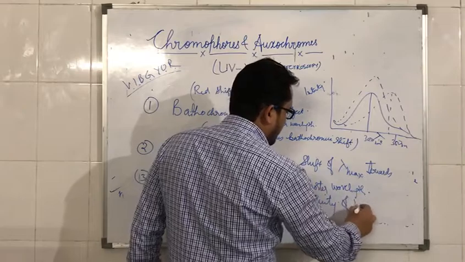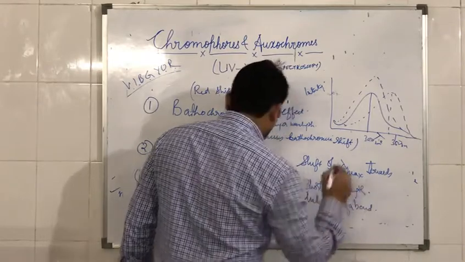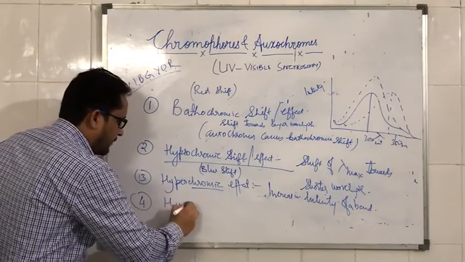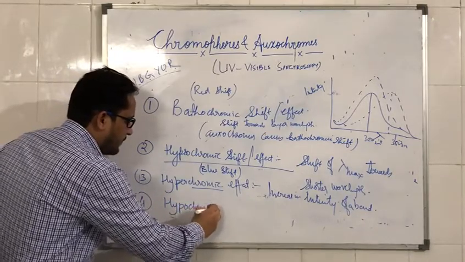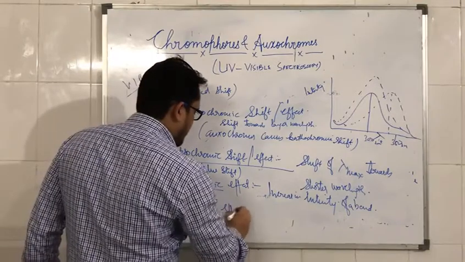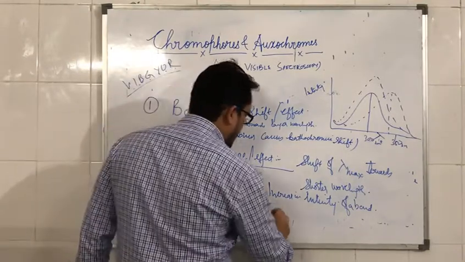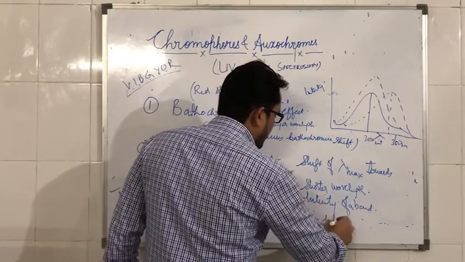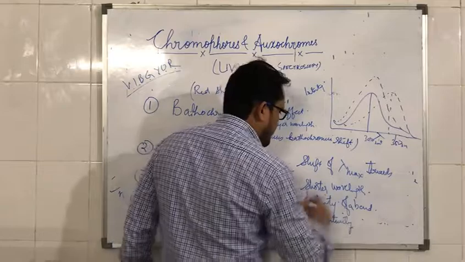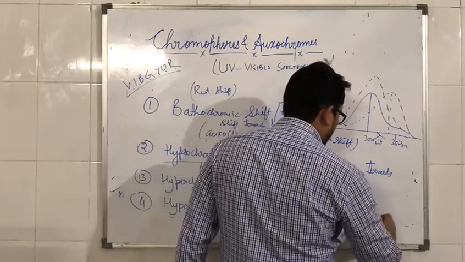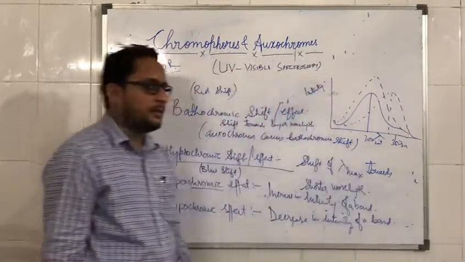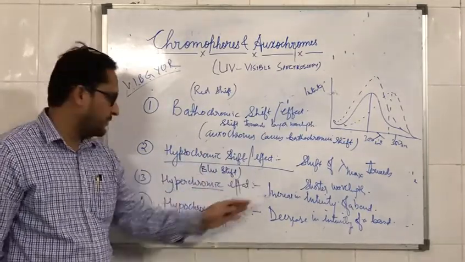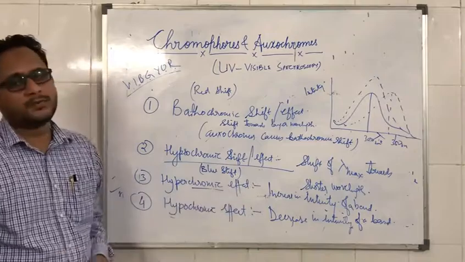while hypochromic effect means a decrease in intensity of a band. These are four very important terms: bathochromic or red shift, hypsochromic or blue shift, hyperchromic effect, and hypochromic effect.